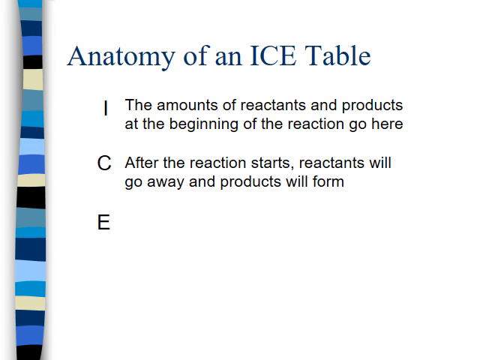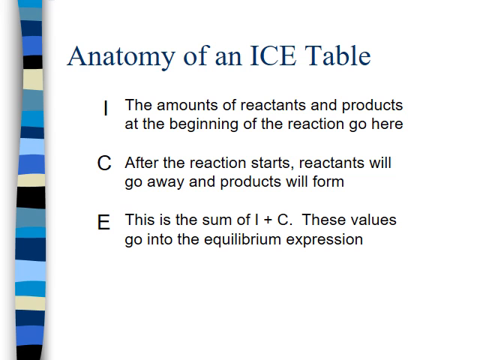So just like we said, reactants will go away, products will form. You put that in the change row. Now this is easy to calculate. Initial plus the change equals the equilibrium. This will tell you how much is left after the reaction reaches equilibrium.